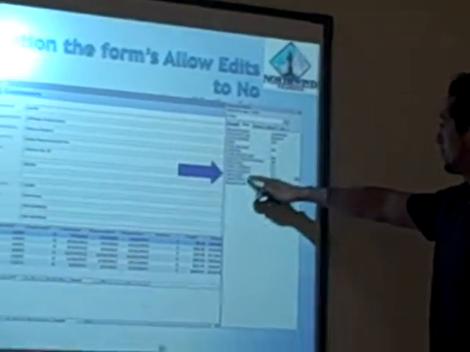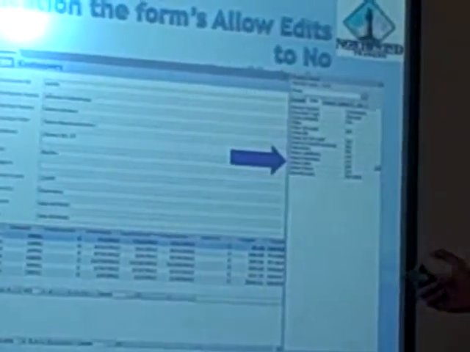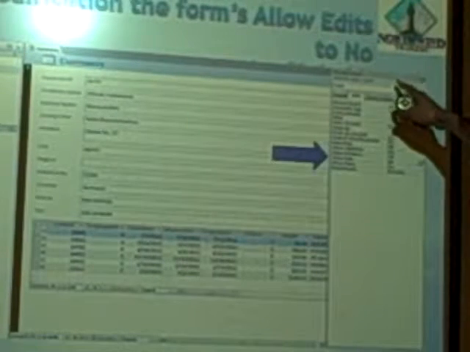And we modified the edit property here, so the form cannot be edited by any users. We went to the property sheet and changed Allow Edits from yes to no. And in this slide we set a tab stop on the order subform, so the cursor can't stop on the subform.